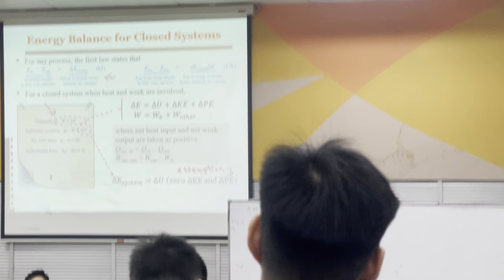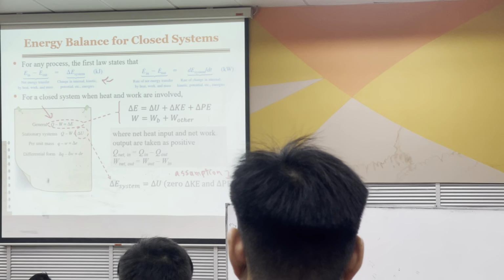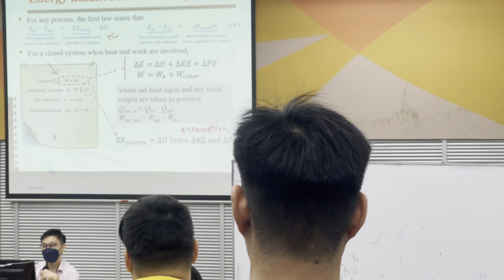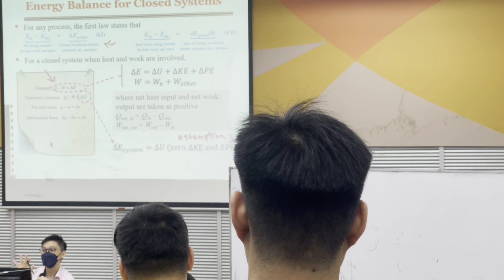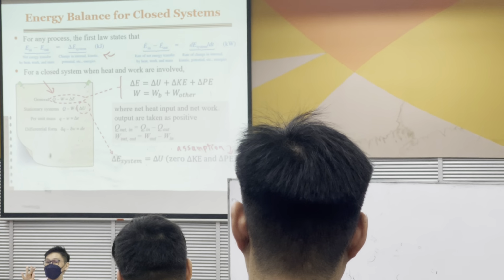Now in general, when we solve this question using Q minus W equals delta E, we are assuming that we don't know the directions of the Q and the W first. So when you solve it, let's say your Q you get negative, then it is Q out. If you get positive, then it's Q in.